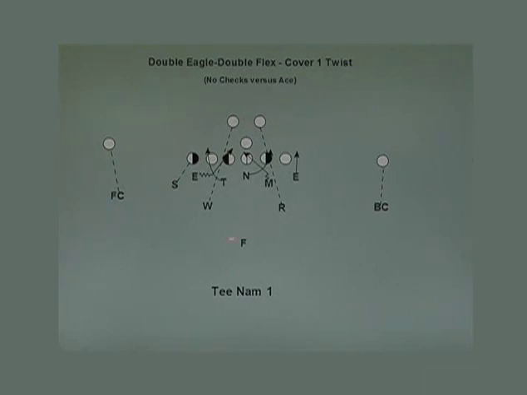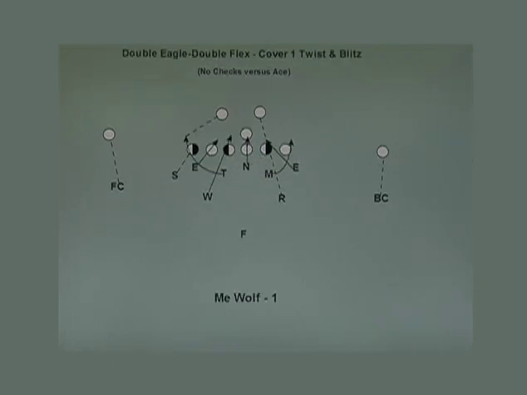Cover one against a two-back formation. This is T Nam 1. Over here we've got Nam. Over on this side we got T. It's a cover one with our whip and our Rover covering the strong and weak halfbacks, respectively.